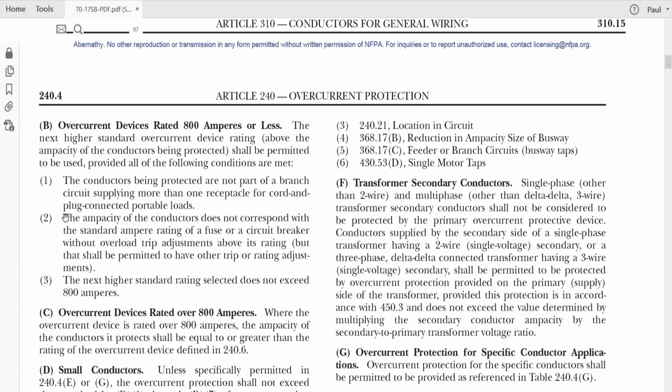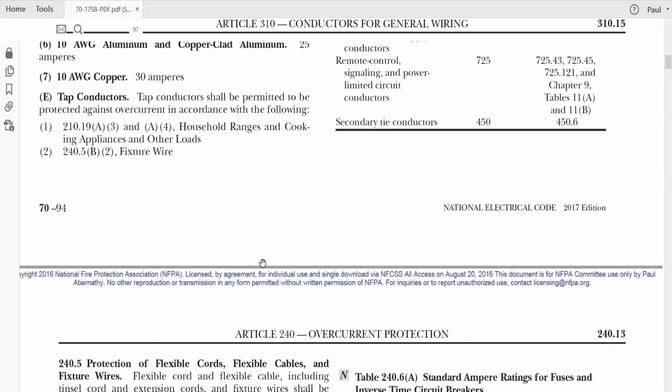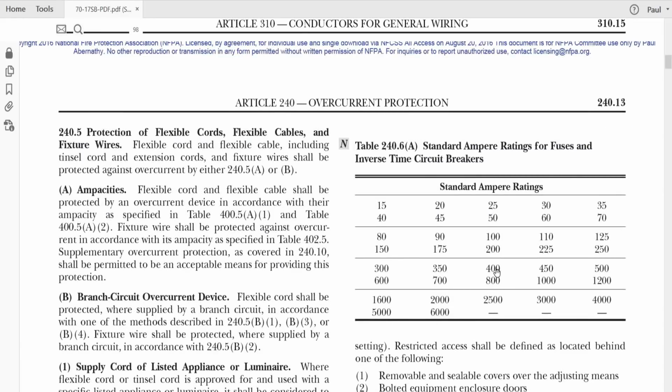Now this is very rare, just saying. Most of the time when you're dealing with 800 amps or less, this is not going to be much of an issue. The last one basically says the next higher standard rating selected does not exceed 800 amperes. So in this table, if I'm choosing 800, as long as it doesn't go beyond 800, I'm perfectly fine, and any of the ones underneath it are fine as well. It's only when I get above 800 that this provision doesn't work. All right, let's go back to the presentation.